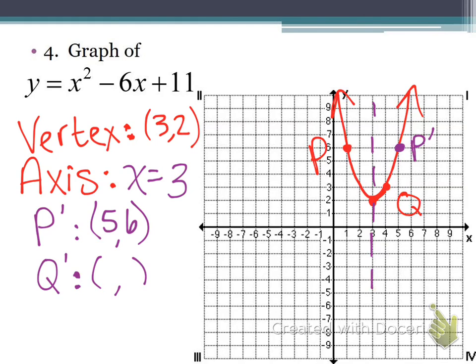Okay, we do the same thing for Q to get to Q prime. How many spaces away is Q from our axis? 1. So we go 1 more the other way. We put a point there. What point is that? 2, 3. So Q prime is at 2, 3.